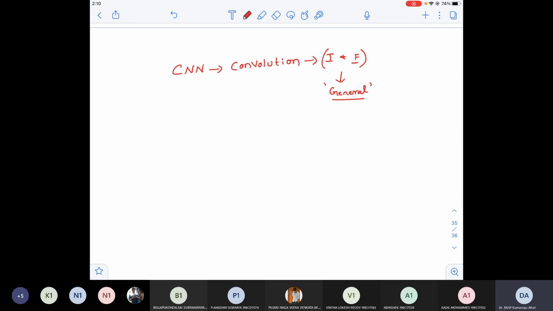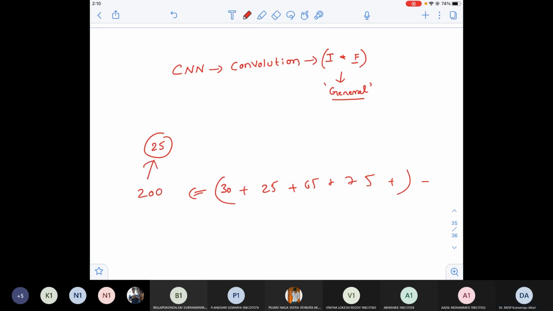Instead of adding up like this, for example, I just want to update the 25 pixel. Then the pixels around it are there: 30 plus 25 plus 65 plus 75, something like this. Now 25 will be updated with this sum. Assume this sum is 200. Now, wherever 25 is there, at this particular point I replace it with 200. That means I have a general understanding.